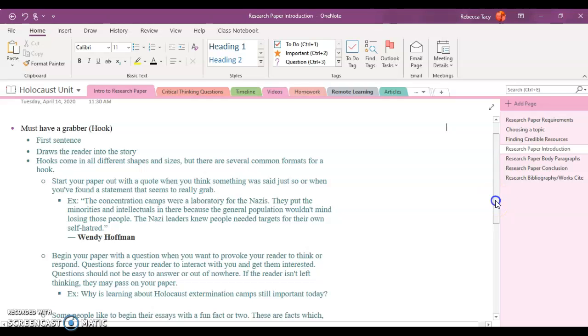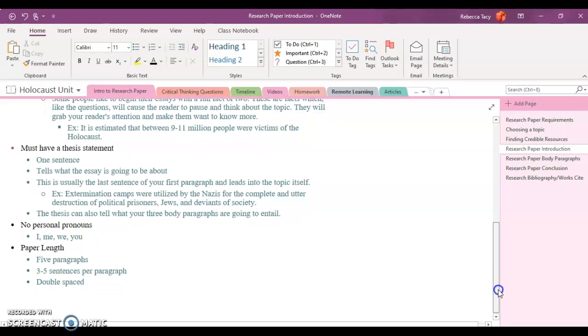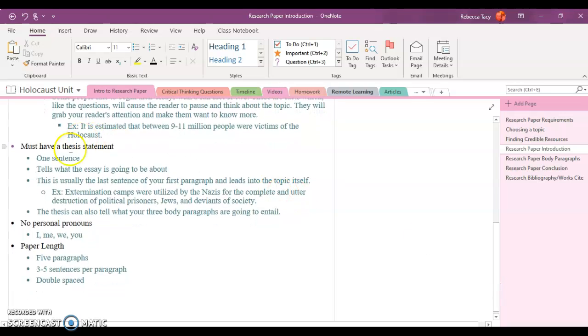Okay, so we have the first sentence done and out of the way. Then we move on and you're going to add some fillers. You're going to have a thesis sentence. This is just one sentence. It tells the reader what the essay is going to be about. This is usually the last sentence of your first paragraph, and it is a lead-in to your paper itself. It gives an idea of what your paper is going to be about. It's a statement, guys. Okay, thesis statement, statement being a key word. This is not going to be a question.